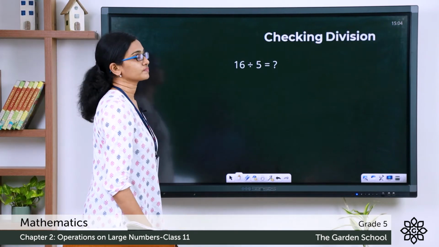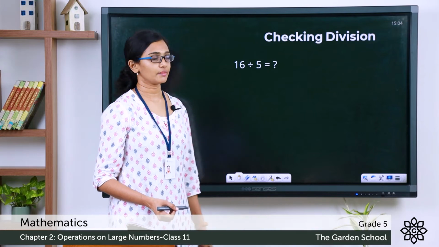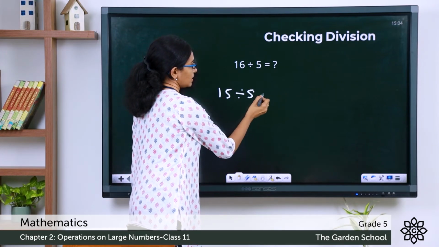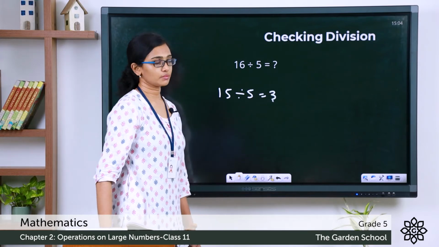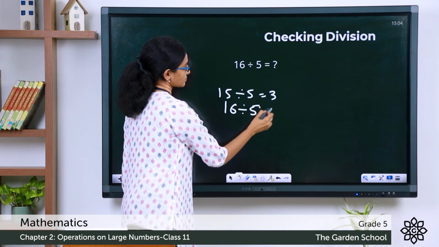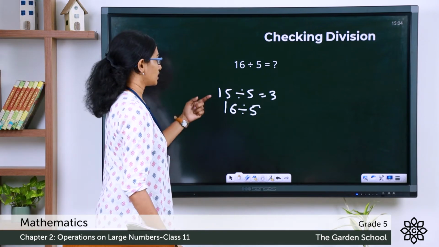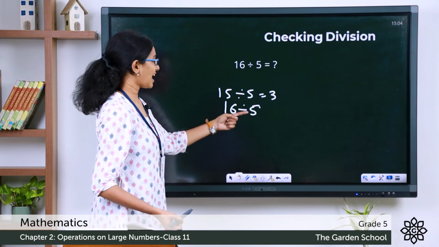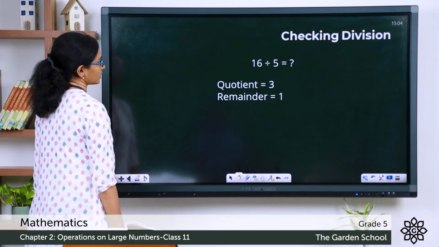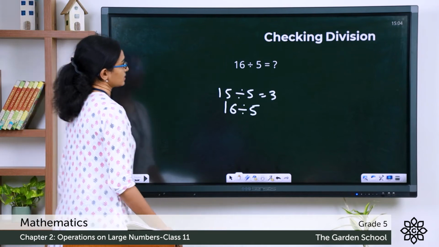Now, here is one more simple example. We know 15 divided by 5 is equal to 3. We have seen that example. Now, what about 16 divided by 5? How do we do that division? This means that we have to find out how many 5s are there in 16. Let's try doing that with the long division method.